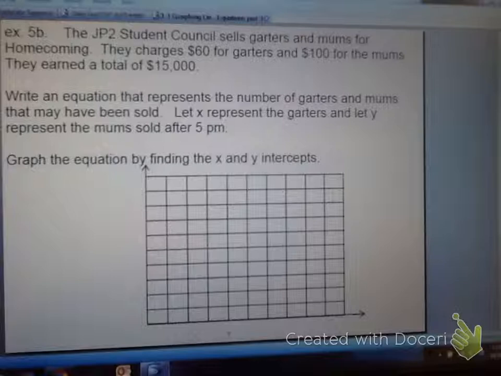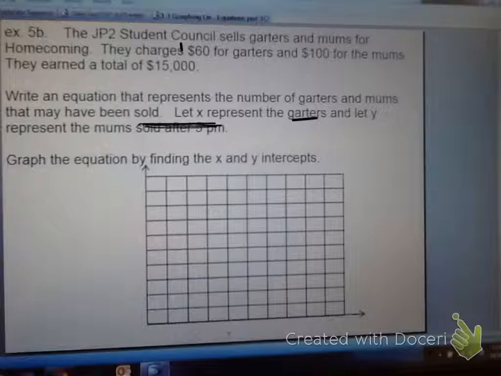Example 5B, the JP2 Student Council sells garters and mums for homecoming. They charge $60 for garters and $100 for the mums. They earned a total of $15,000. Write an equation that represents the number of garters and mums that may have been sold. X represents the number of garters, and Y represents the number of mums.